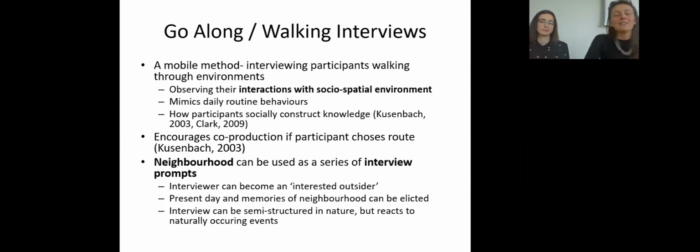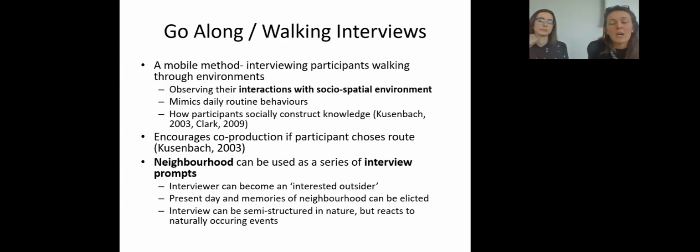Beyond walking, obviously. The go along or walking interview is a mobile method, where we simply interview participants walking through environments. So I might be concerned with, let's use the example of women again, apologies, the gendered experiences of areas of urban Delhi, for example. We might go on a walking interview, and this is because we want to encourage the interaction between the participant and their social spatial environment.